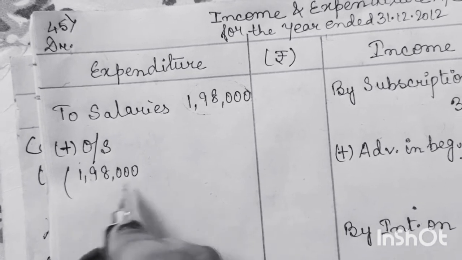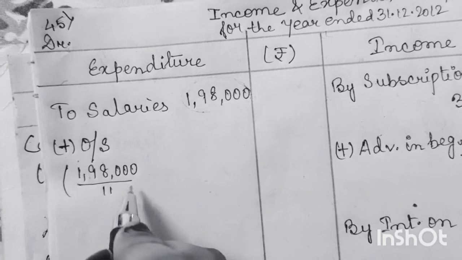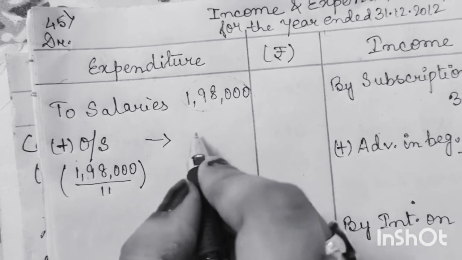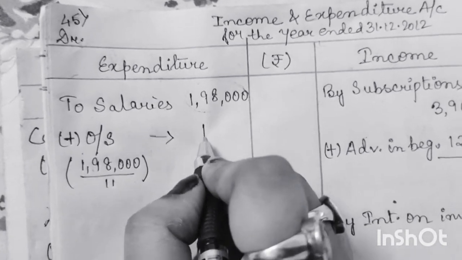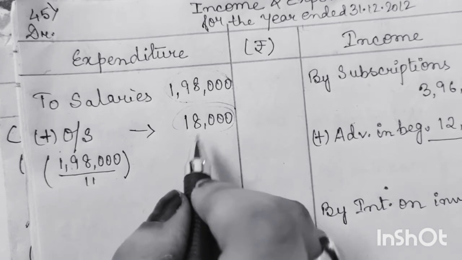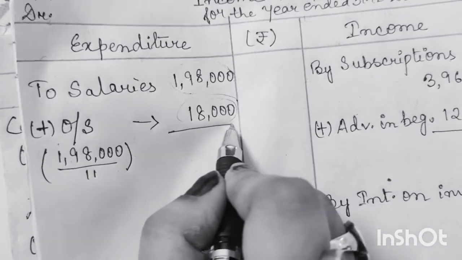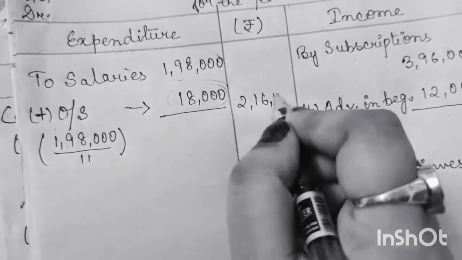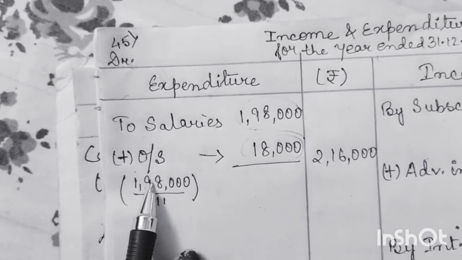1,98,000 should be divided by 11. Then how much will you get? We will get 18,000. That means 1 month salary is still pending. So 18,000 is the outstanding, and here the total will be 2,16,000.